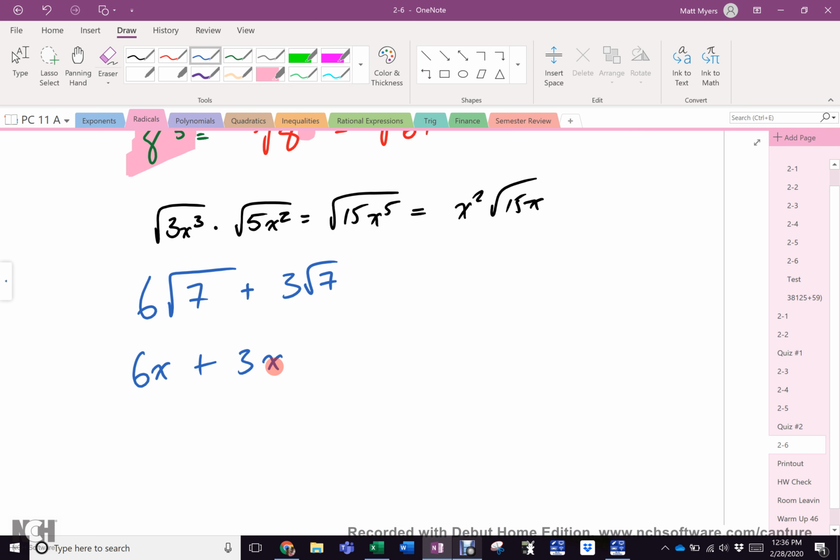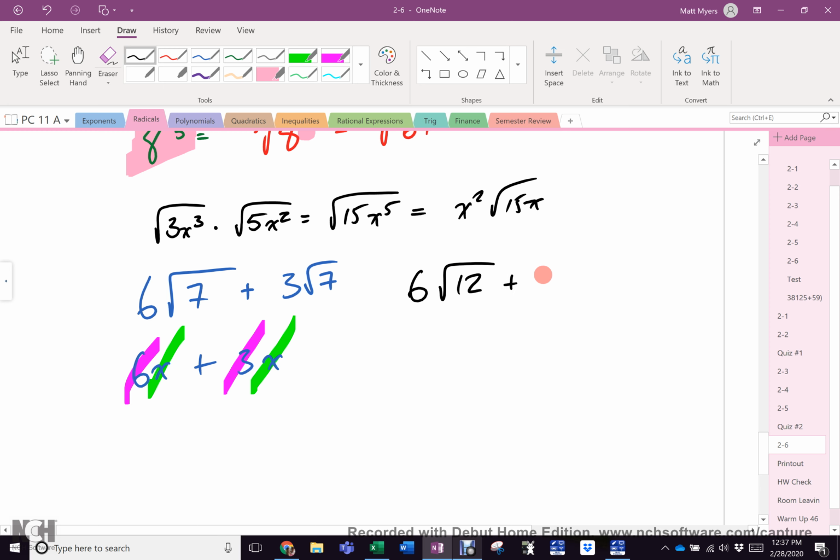Grouping, what do we call that? Like terms. If they're the same, they add. Right? It is never 9 root 14, right? What happens if I have this? 6 root 12 plus 8 root 27. Can I add that?